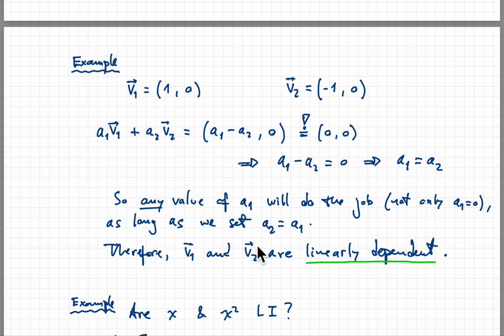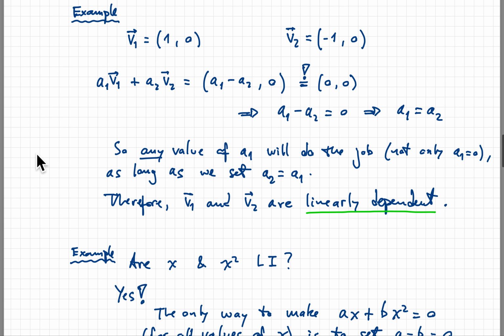Okay, we can find a solution that is not just the trivial solution 0, 0. Once again, if the only solution to this problem, setting this equal to 0, is 0, 0 for a1 and a2, then you're linearly independent, you're safe. But if there are more solutions that are non-vanishing, then you would have a linearly dependent set. That's another way to think about it.